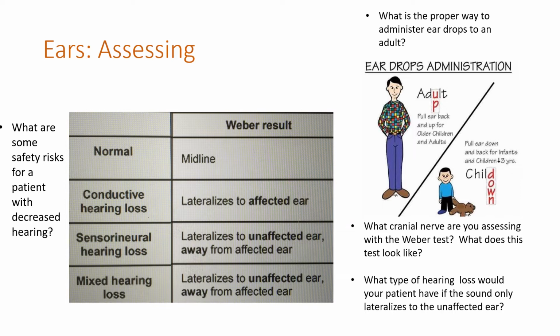What type of hearing loss would your patient have if the sound only lateralized to the unaffected ear? Sensory neural, very good. With old people, we have to remember they have hardened earwax due to the atrophied glands, which puts them at a higher risk for impaction. And if they have impaction on a Weber test, where would you expect it to lateralize to? The affected ear, conductive hearing loss because of impacted earwax. Good job, guys. So if it lateralizes to one side with a Weber test, you know that it's going to be an abnormal finding. Okay, next slide.